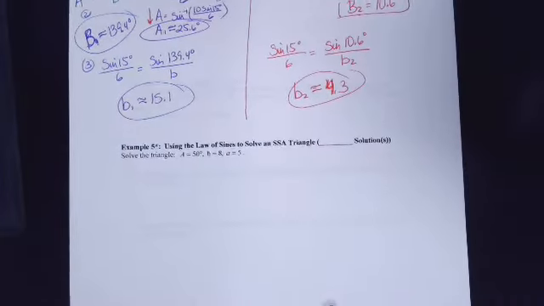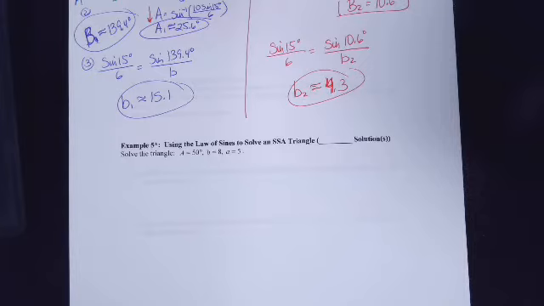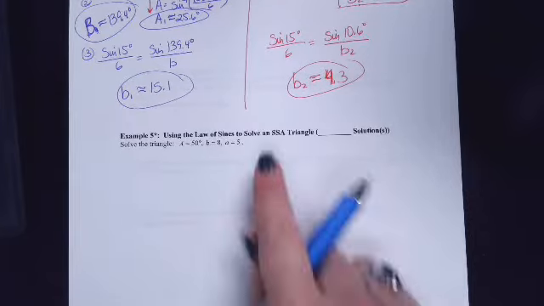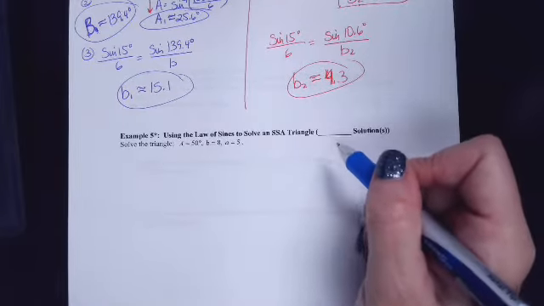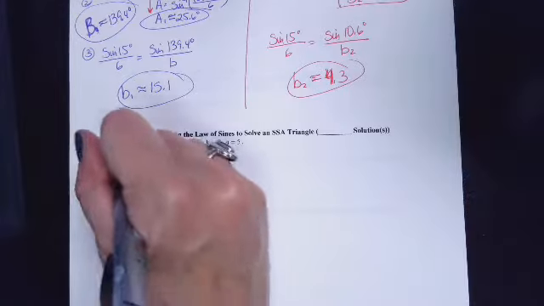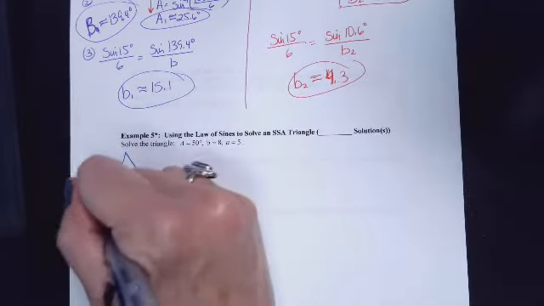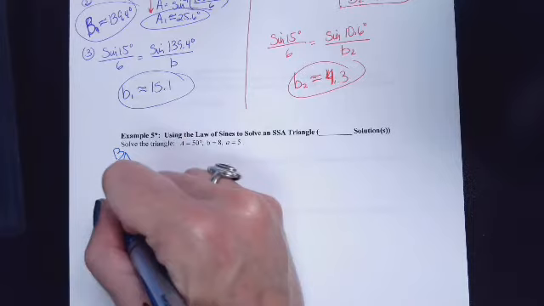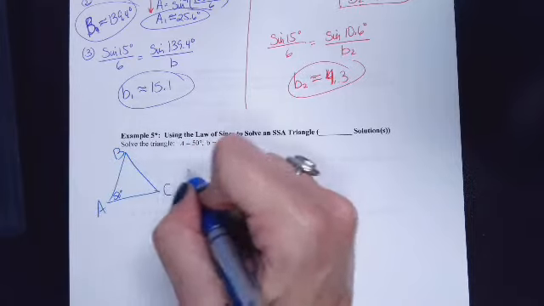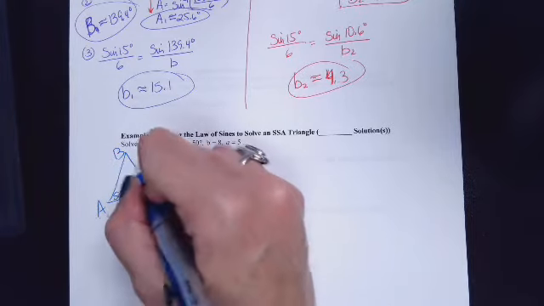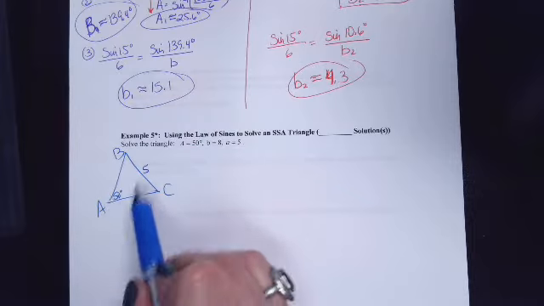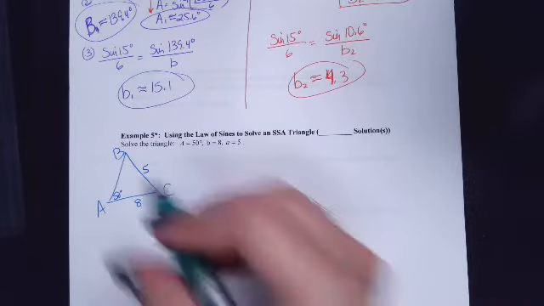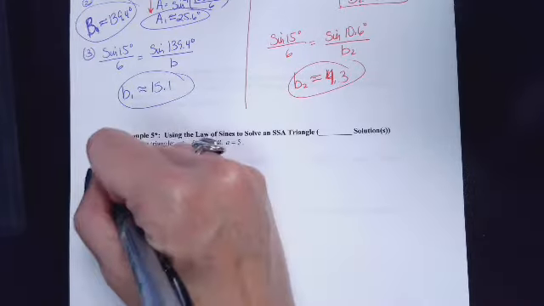All right, example 5. Ambiguous case again, we've got to figure out if we have 0, 1, or 2 solutions. Start with your well-labeled sketch. Triangle ABC, angle A is 50 degrees, side B is 8, and side A is 5. So angle, side, side. We're looking for angle B, angle C, and side C.